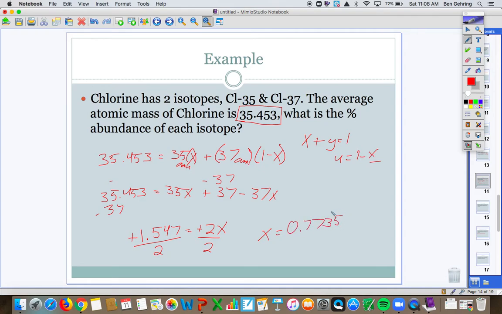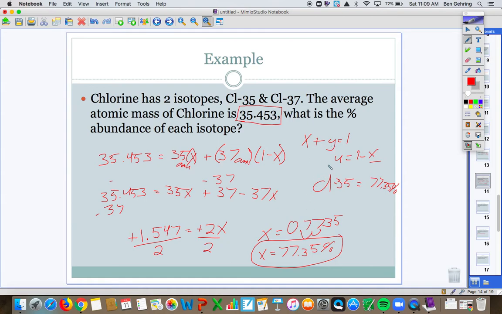And now I can make that a percent. So I'm going to move my decimal twice. And I'm going to get x equals 77.35%. I would like 2 decimal places on your percentages. This means that the isotope associated with X, so chlorine 35, is 77.35%.